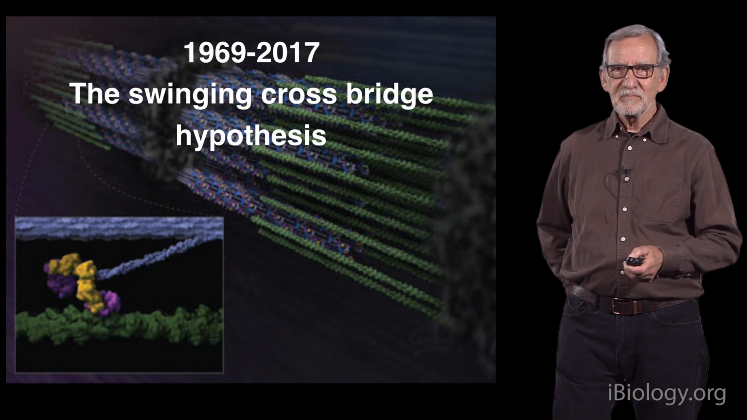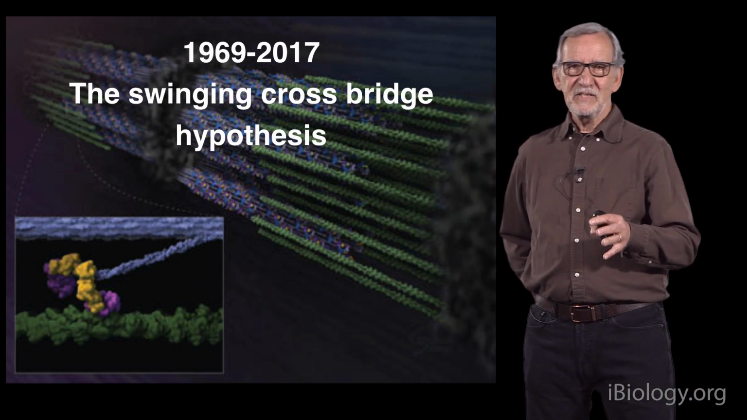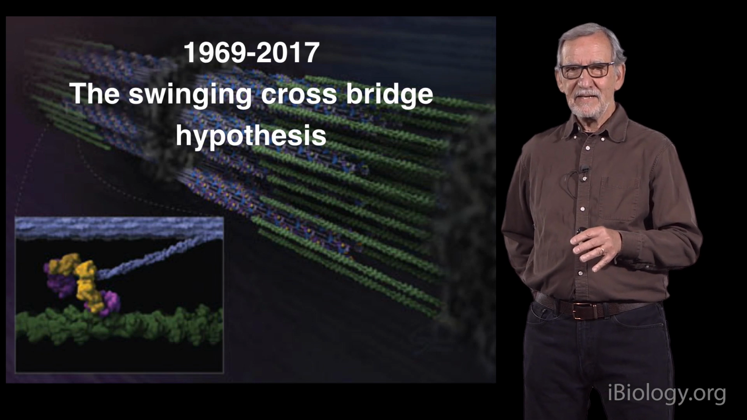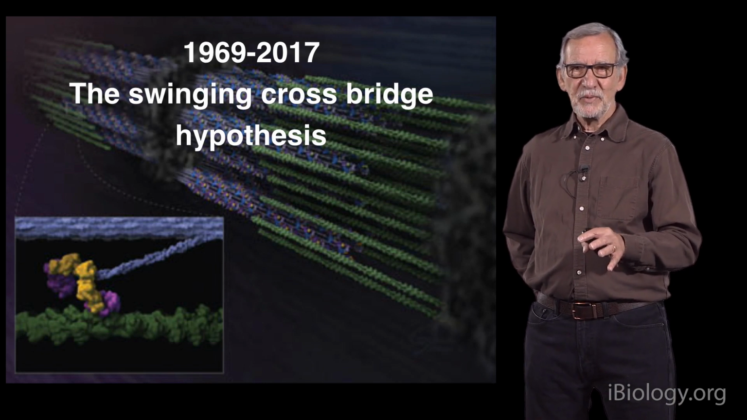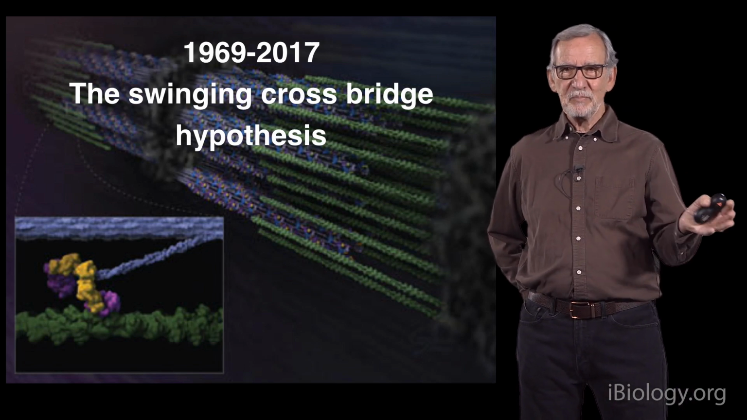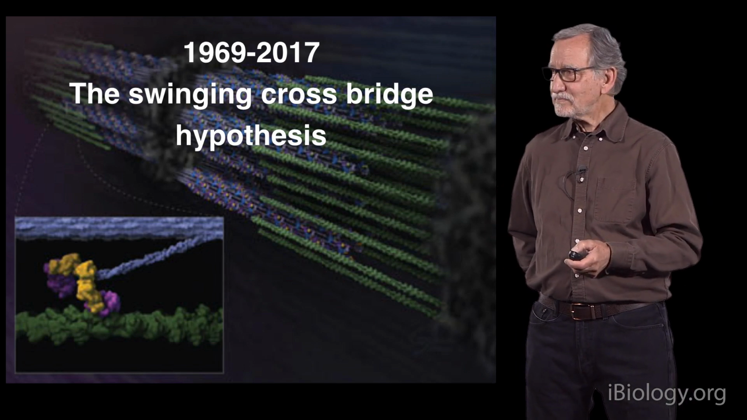So in this part, we're going to be dealing with the period 1969 to present day, and the focus is going to be on the swinging crossbridge hypothesis, which is what we ended with in part 1 of this series.